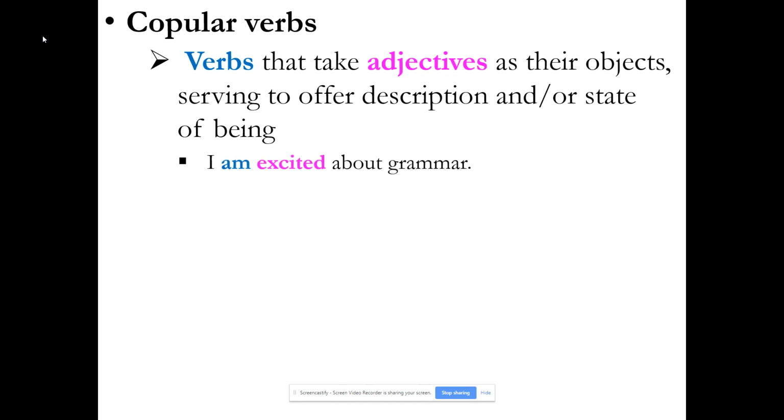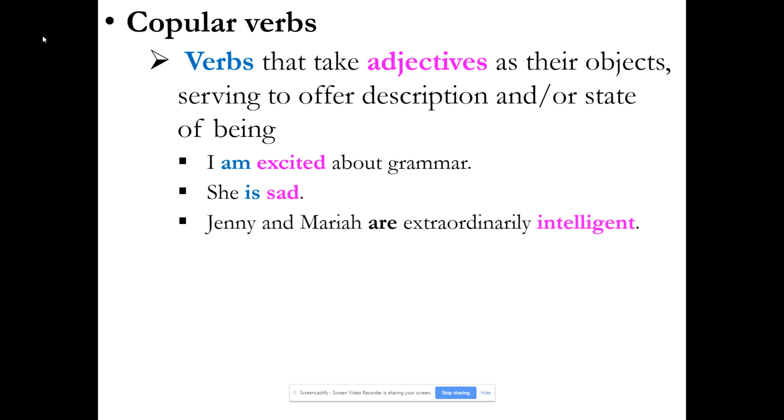So I am excited about grammar, right? In order to describe myself as excited, right, excited about grammar, I need this form of the verb to be, which is am. She is sad. We're describing her temporary state as sad. Jenny and Mariah are extraordinarily intelligent. I guess that R should be blue. So they are, right, in order to describe them as intelligent, right, we need this verb to be. To be is by far the most common copular verb in English, right?